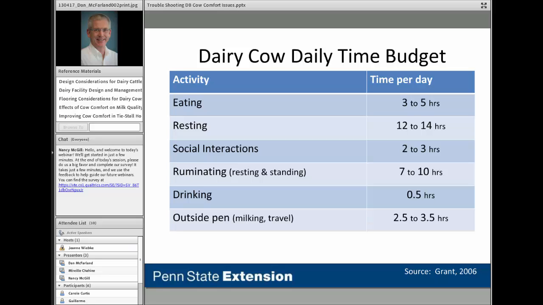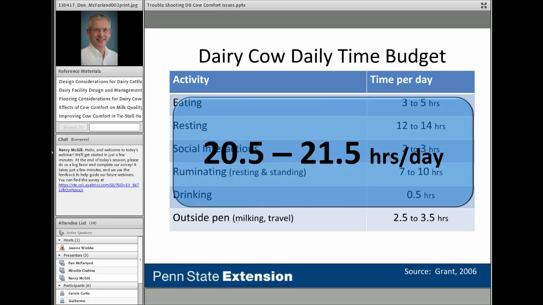It may not seem that time is very important to cows, but apparently it is. Rick Grant at Miner Institute in Chazy, New York, put together this daily time budget for a dairy cow. They spend anywhere from 3 to 5 hours a day eating in a number of bouts, 12 to 14 hours resting. Some social interactions, ruminating, and drinking take up approximately 20.5 to 21.5 hours per day. So they've got a pretty busy day. And something to note here too is the time spent away from the pen should be limited to about 3 hours per day.